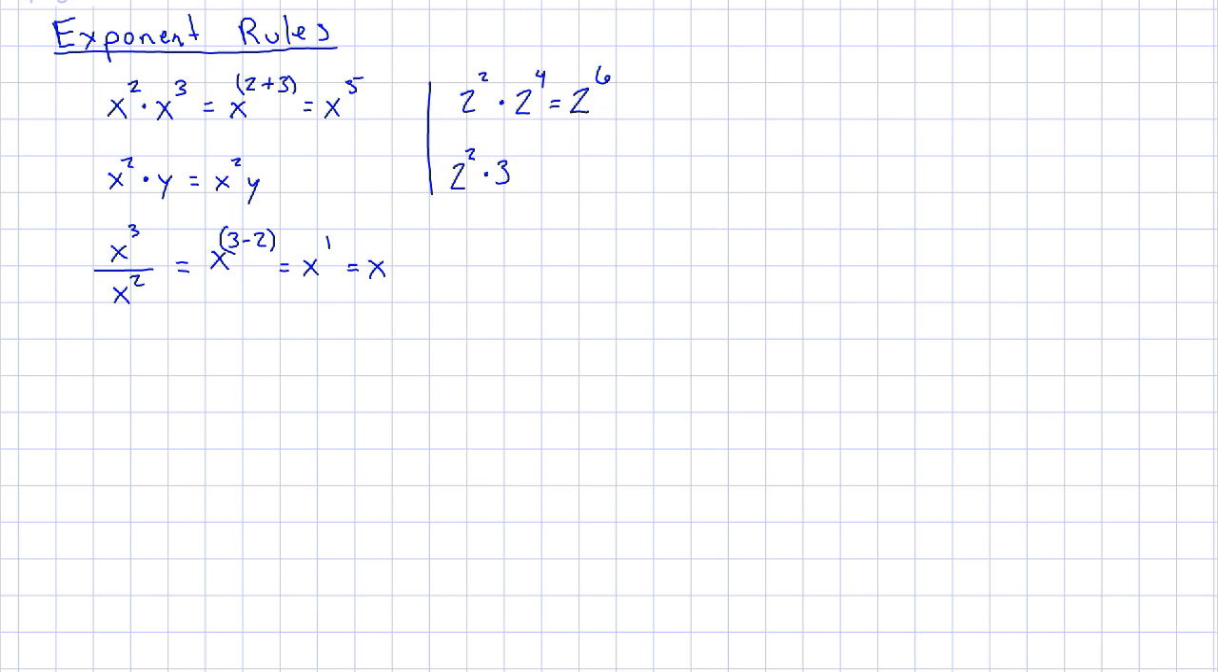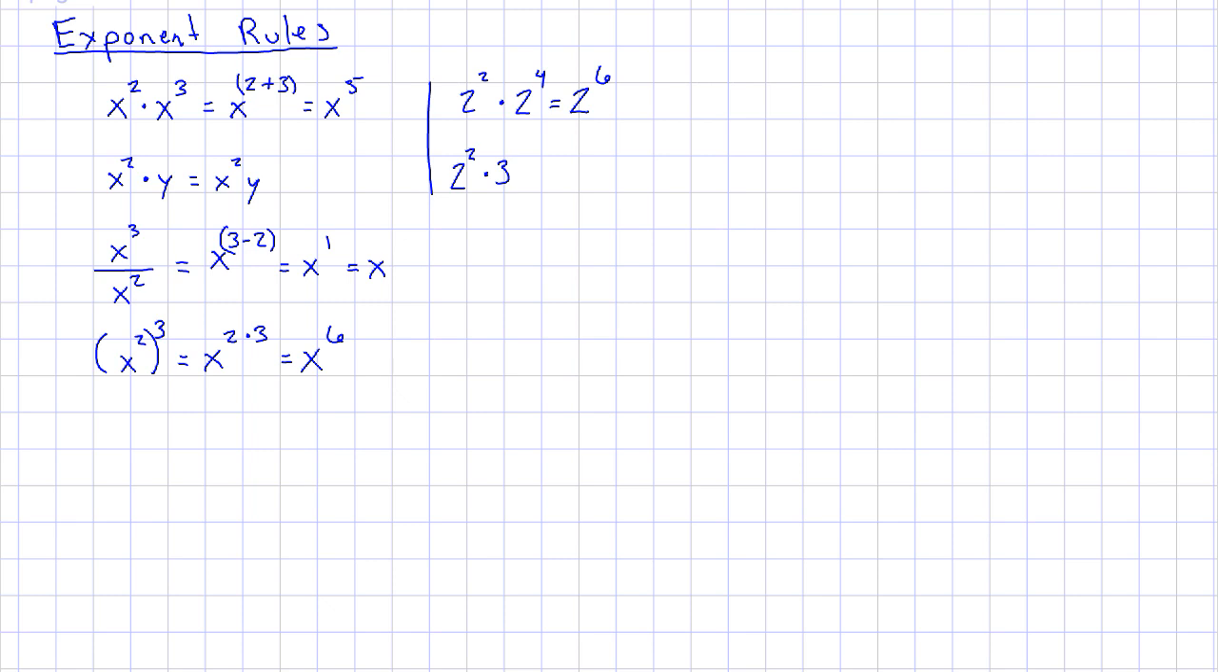Now, the last rule, and this doesn't come up as frequently, but sometimes we'll have something like this. We'll have x squared, and that'll be raised to another power. And this does happen on occasion. If you have something raised to another power, then what you need to do is you multiply them. So 2 times 3. So this would be x to the 6th.